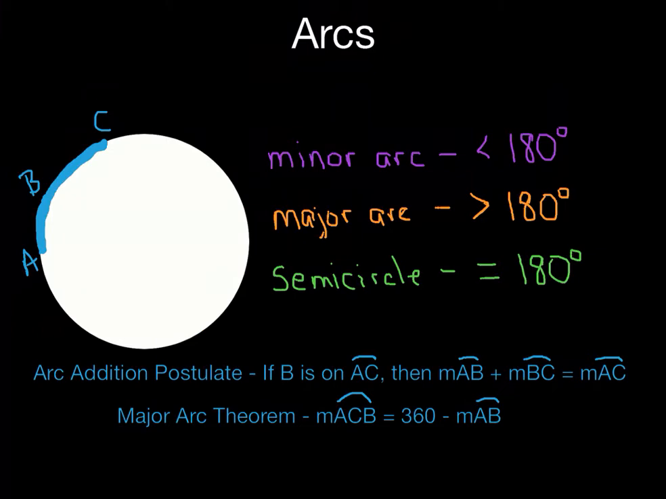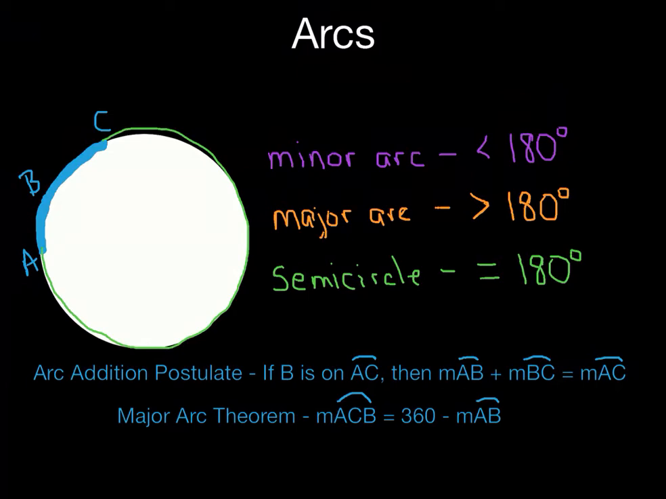Which brings us to a theorem here. It's called the major arc theorem. It's pretty easy to understand. It simply says that the measure of arc ACB, now you have to follow the arc the way it's written. So ACB would be from here all the way around this circle to there. That's measure of arc ABC.